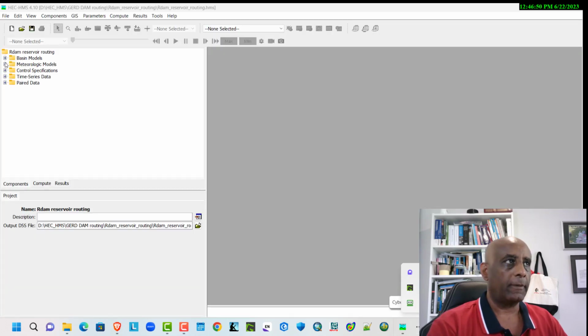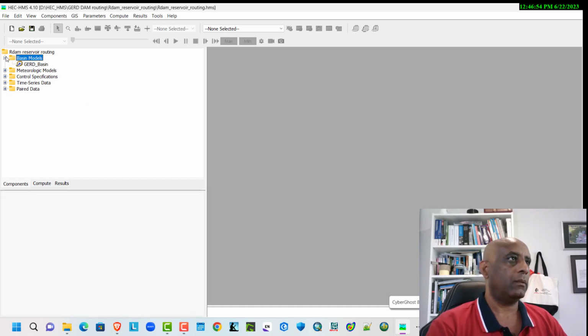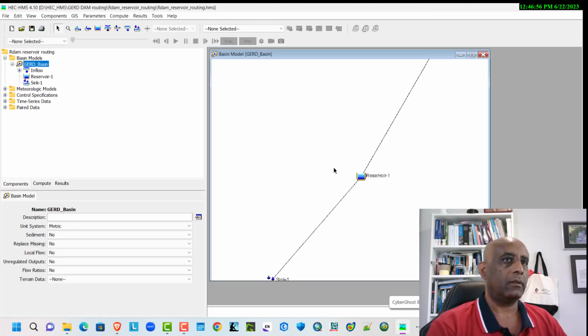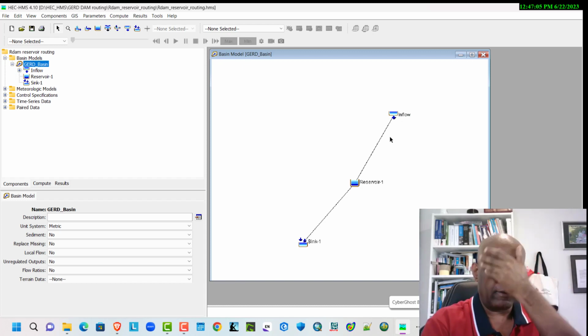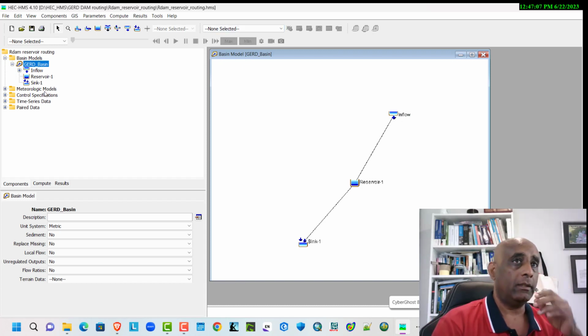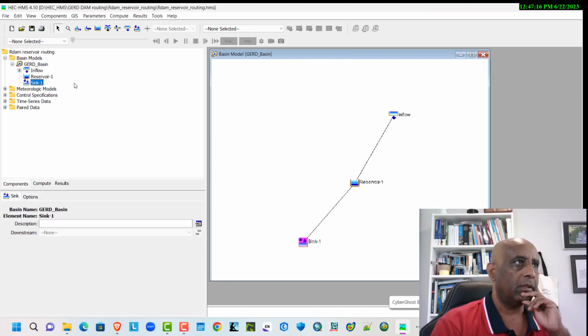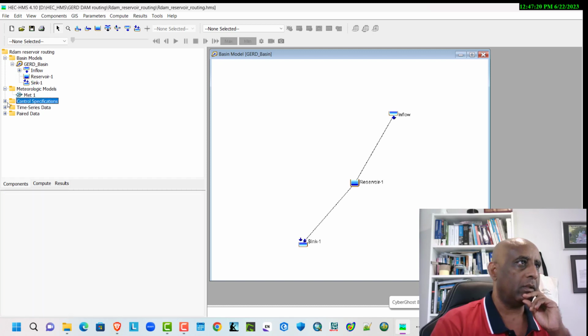Yes, it's coming. So here is the HEC-HMS. Yes, you can see here. This is the way how to read the inflow reservoir. They have to be connected. I did this thing before, so you can see that. So this is how I did it.